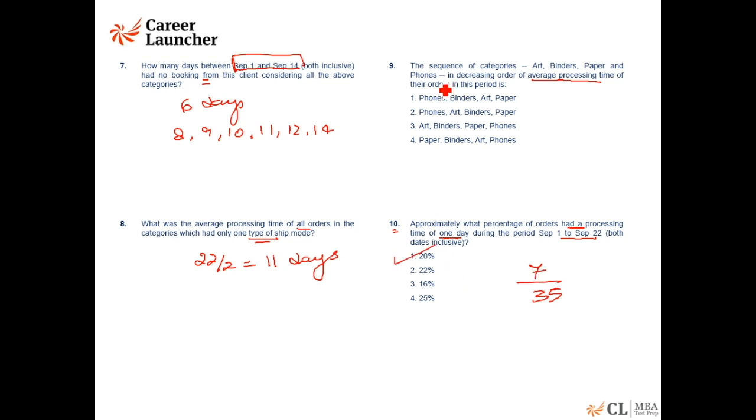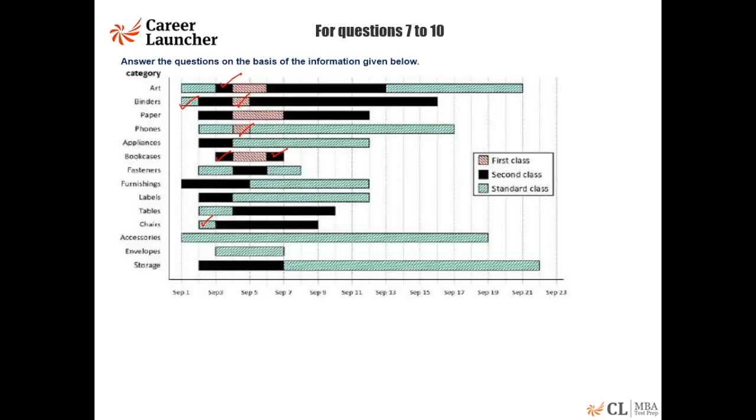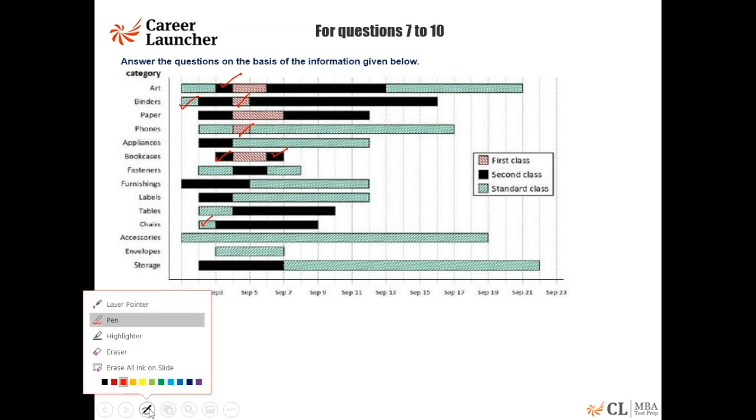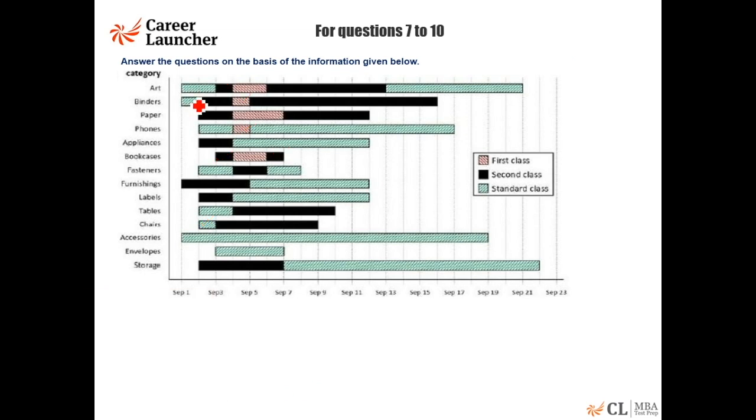Now let's look at this. Decreasing order of average processing time. Which ones? Art, binders, paper, and phones. We need to find the average processing time. Art, how many orders are there? 1, 2, 3, 4, 5. So 5 orders are there. So divide by 5. And how many days does it take to process all the orders from 1st September to 21 September? So 20 days. So the average processing time is going to be 4 days.